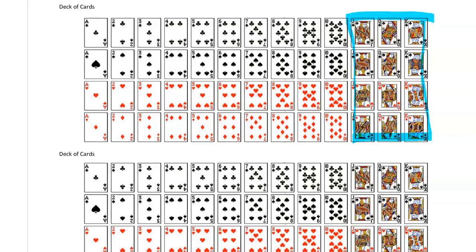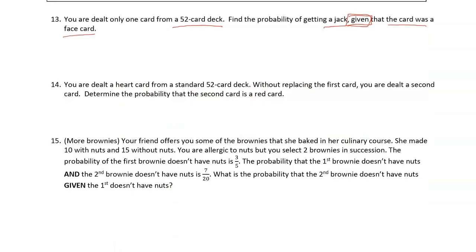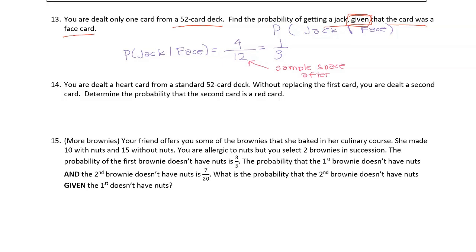We no longer have 52 cards. We just have 12. And of those 12, how many are jacks? 4. So let's write this all down. This wants the probability of getting a jack given the card was a face card. When I see the word given, everything after given is usually a different sample space. So probability of jack given face card, this will equal, well, we had 12 face cards. And how many of them were jacks? 4 of them were jacks. So the probability of being a jack, given that a face card was drawn, is 1/3. And let's just add a note in here. This is the sample space after the word given.